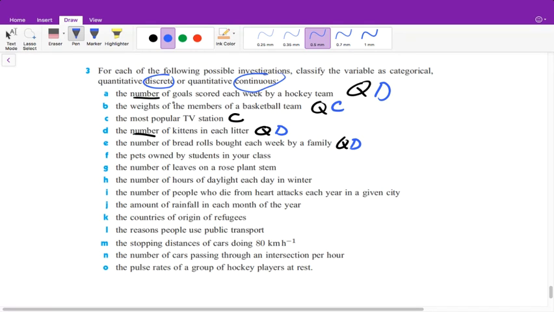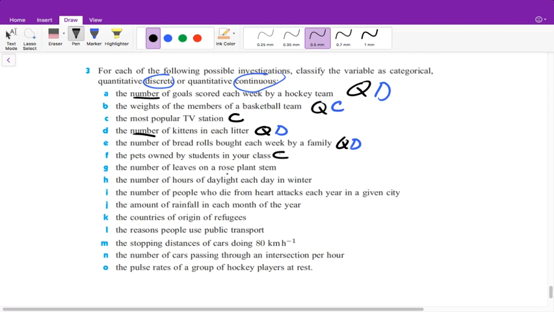Pets owned by students in your class. So here, we're not talking about the different types of pets. They're not saying how many pets are owned by students in your class. That would be dogs, cats, I don't know, goats, whatever animals might be owned here. Camels, I don't know. But that would be categorical. It doesn't say the number of pets by each student. It says the pets. So that means what types of pets you have.